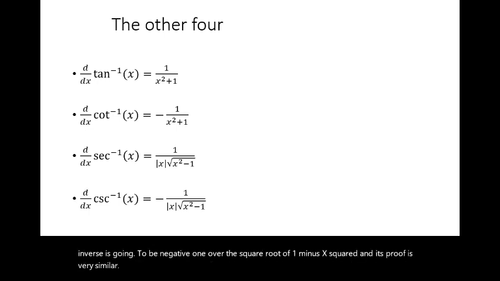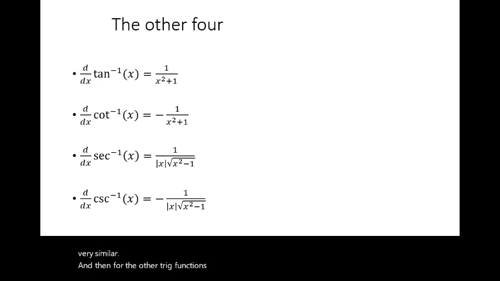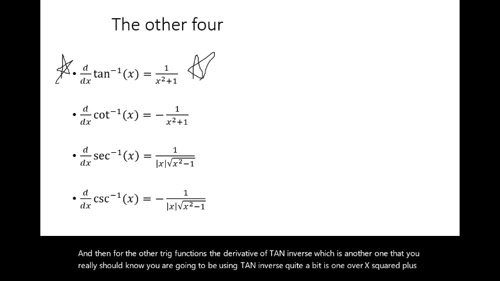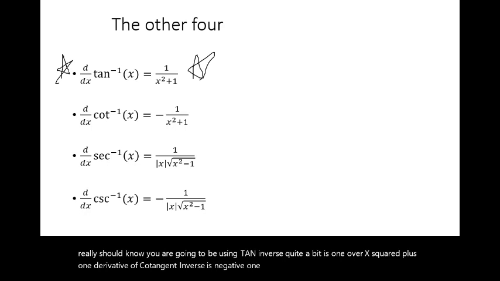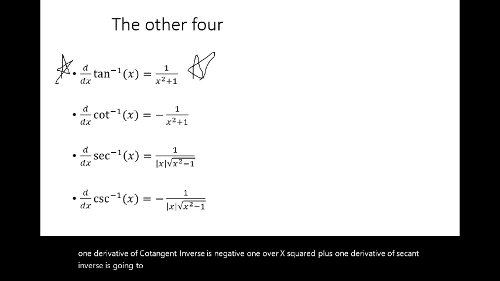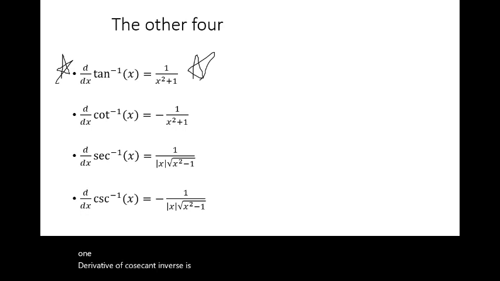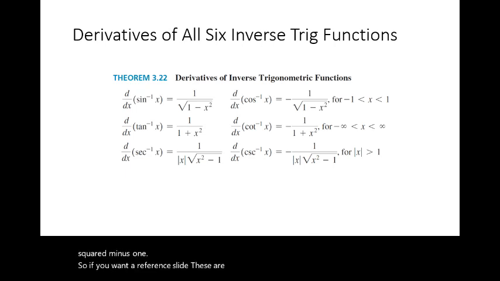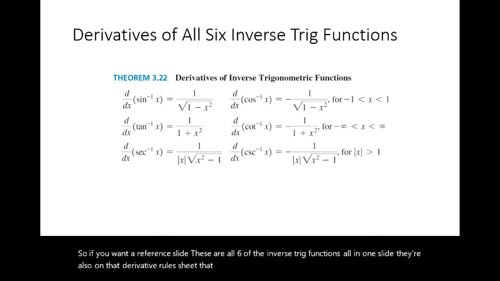And then for the other trig functions, the derivative of tan inverse, which is another one that you really should know, you are going to be using tan inverse quite a bit, is 1 over x squared plus 1. Derivative of cotangent inverse is negative 1 over x squared plus 1. Derivative of secant inverse is going to be 1 over the absolute value of x times square root of x squared minus 1. Derivative of cosecant inverse is negative 1 over absolute value of x times square root of x squared minus 1. So if you want a reference slide, these are all 6 of the inverse trig functions all in one slide. They are also on that derivative rules sheet that I posted on Canvas.